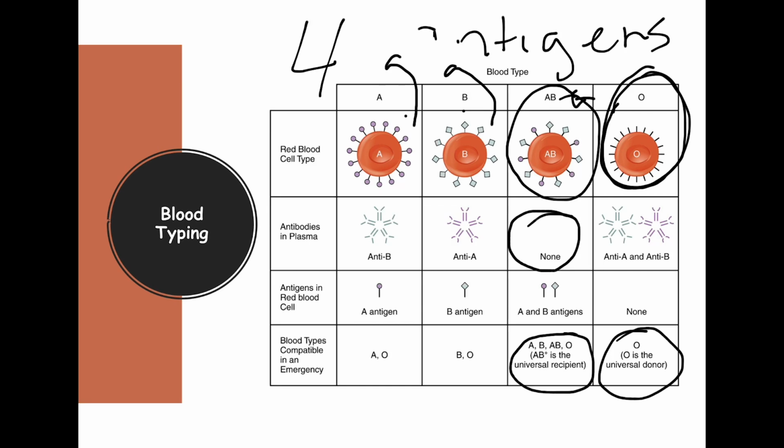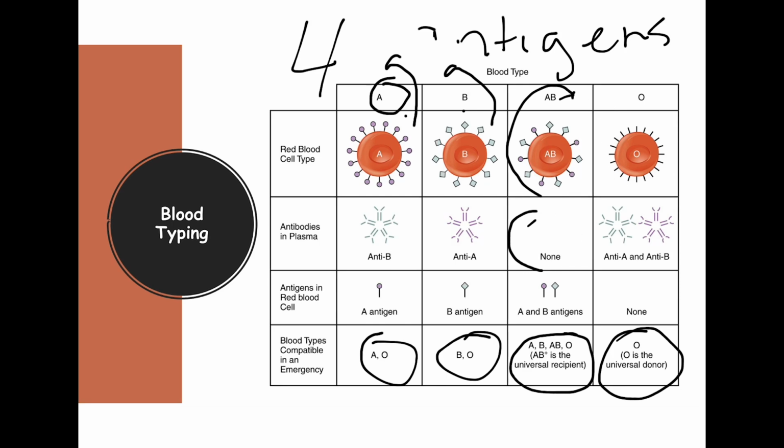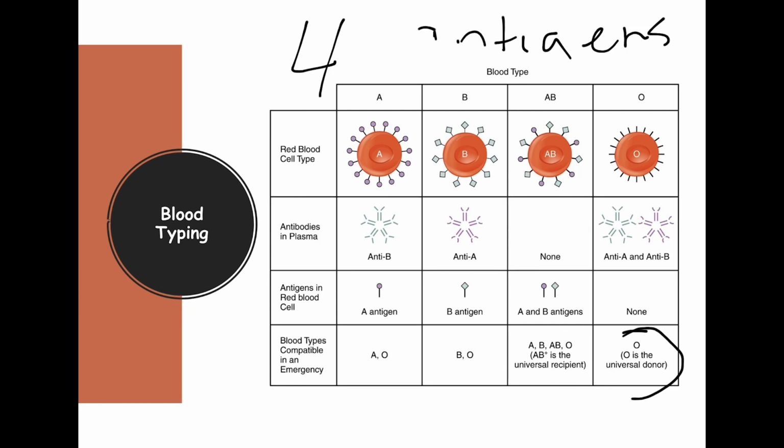Now, type A can only receive blood from type A and type O. Type B can receive blood from type B and type O. So it is important to know your blood type before you can go ahead and receive blood from somebody, because if you do not have the right blood type and the person has the antibodies, they will attack the foreign antigen that's coming in. Now, there's another factor in our body that's not on here, and that's called the Rh factor.